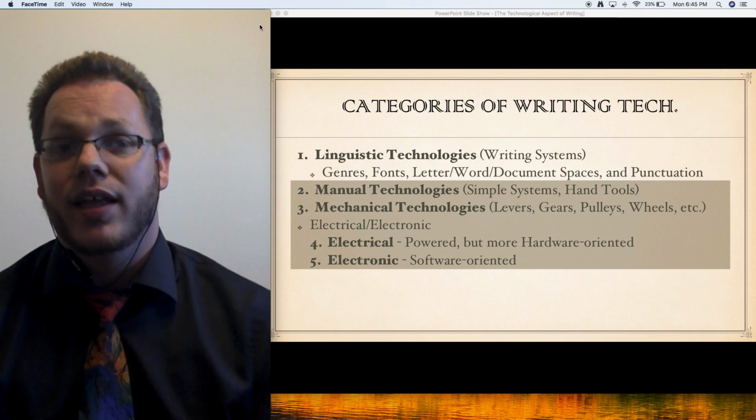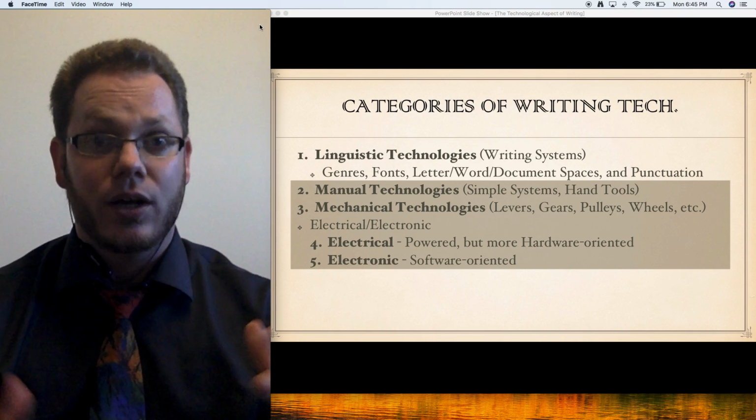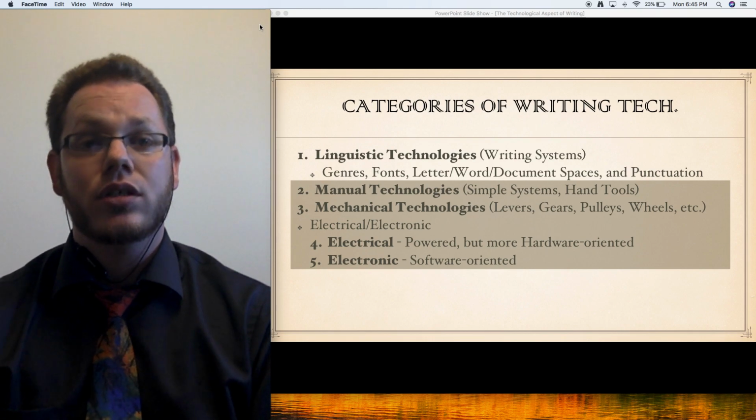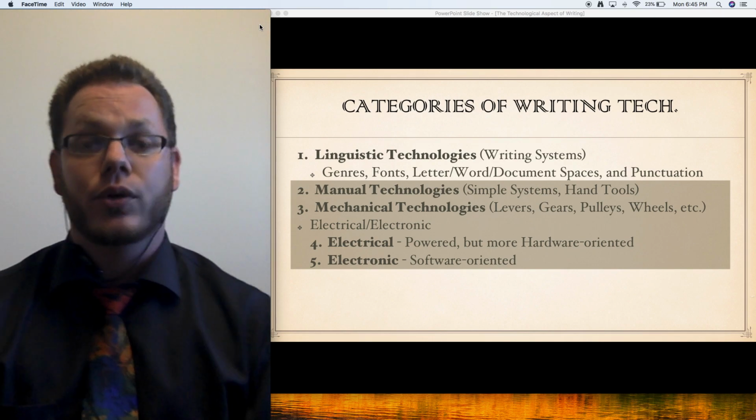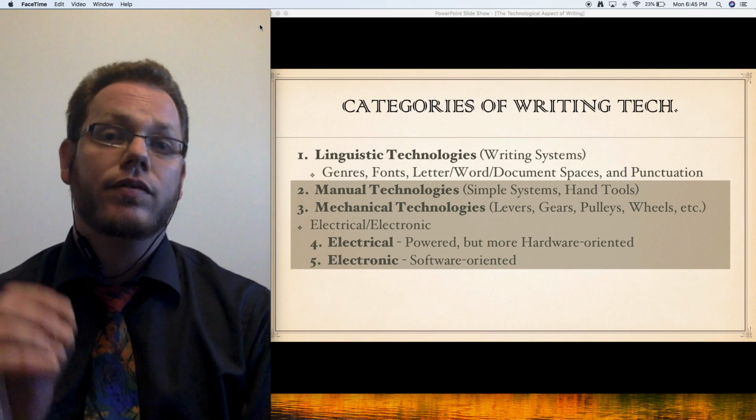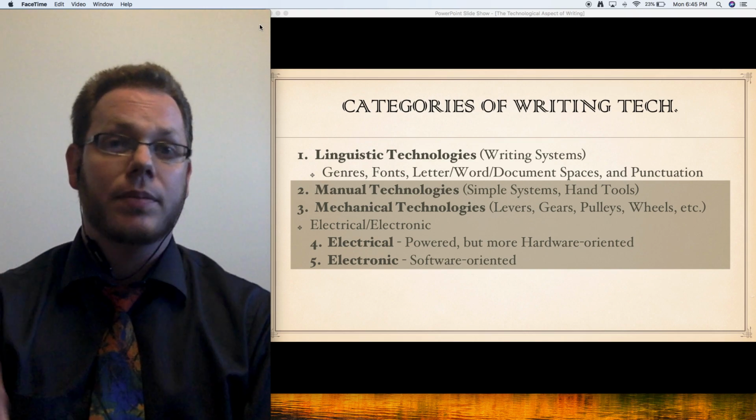So yeah, but that's just a way for me to, that's one of the ways I try and work through it and make a distinction. Electronic is going to be more software oriented. These are specific apps or software pieces, specific types of coding.